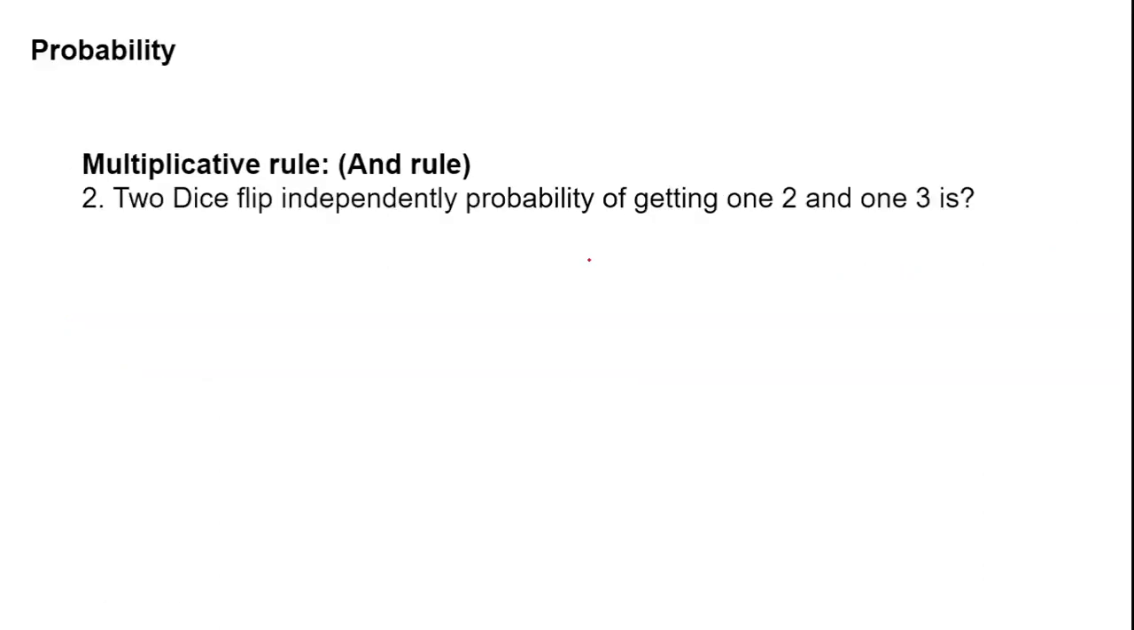Next, one more example with dice. Whenever a dice is flipped independently, consider the probability of getting 2 in one die and the probability of getting 3 in the other. A dice has 6 faces, so the total is 6. Out of 6, we want the probability of getting 2 and the probability of getting 3.